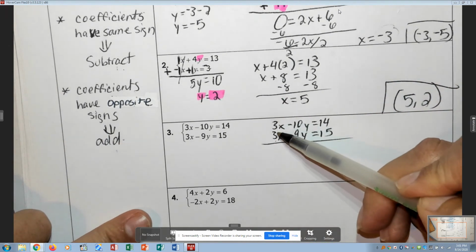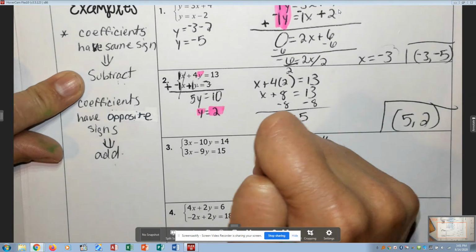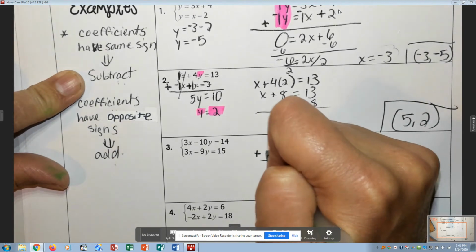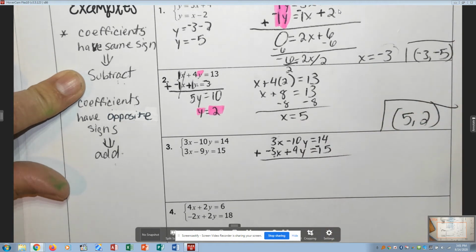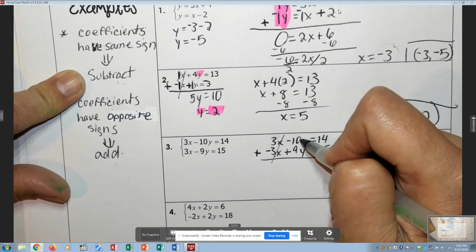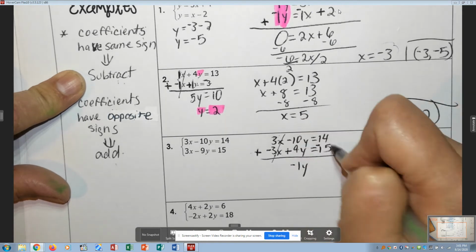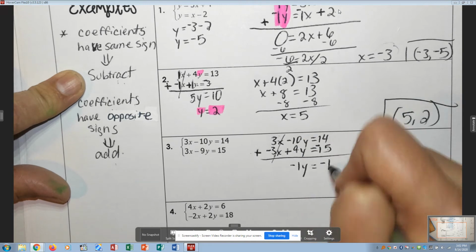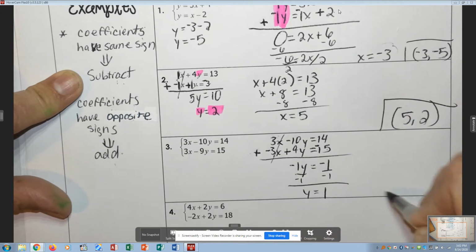Common variable right here. But this has the same sign, so I would subtract. I hate subtraction. So let's add the opposite, opposite, opposite. Now, my goal is always to add. 3x plus negative 3x cancels out. Negative 10 plus positive 9 is negative 1y. 14 plus negative 15 is negative 1. Divide by negative 1, divide by negative 1, and I get y equals positive 1. Great, that's part of my puzzle.